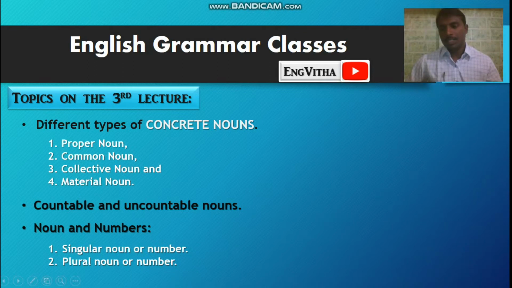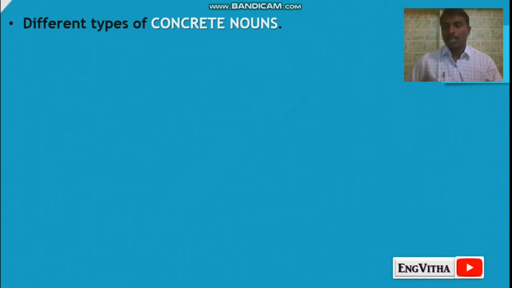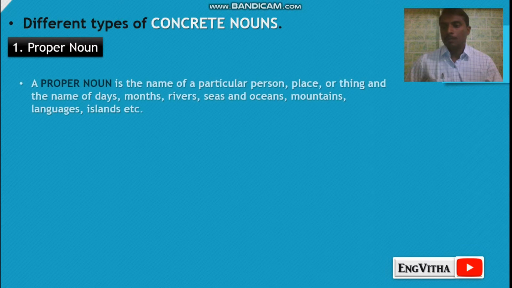In the third lecture, we will begin with different types of concrete nouns. Firstly, we will learn about proper noun. A proper noun is the name of a particular person, place or thing, and the names of days, months, rivers, seas and oceans, mountains and languages and islands and so on.